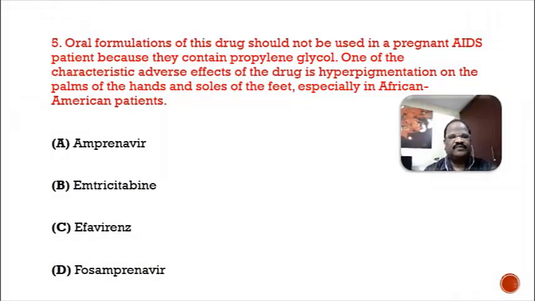Question number 5. The oral formulation of this drug should not be used in pregnant AIDS patients because it contains propylene glycol. One of the characteristic adverse effects of this drug is hyperpigmentation of the palms and soles of the feet, especially in African American patients. What could be the drug? It's a straightforward question. A drug causing hyperpigmentation on palm and sole, always think of emtricitabine.